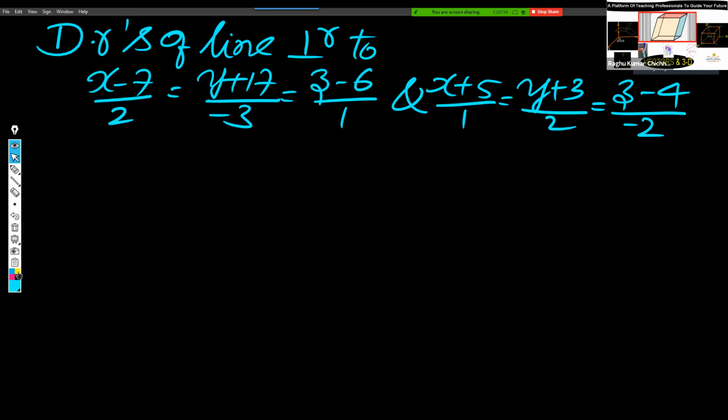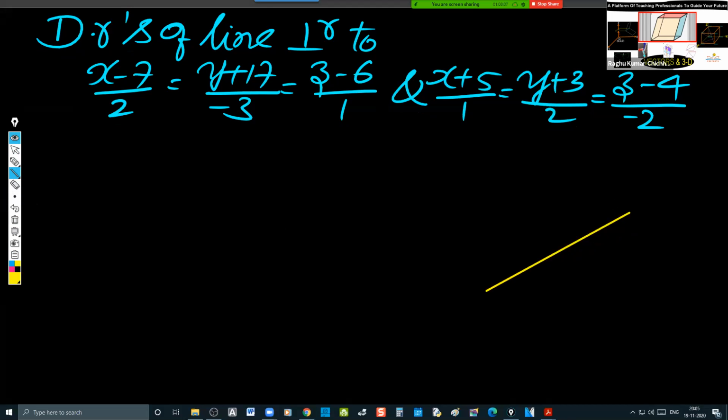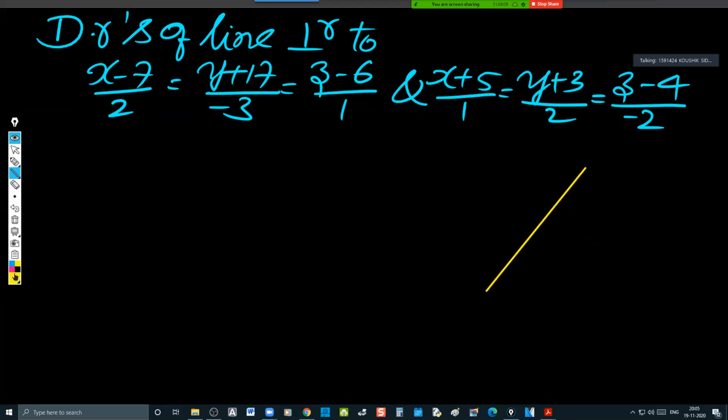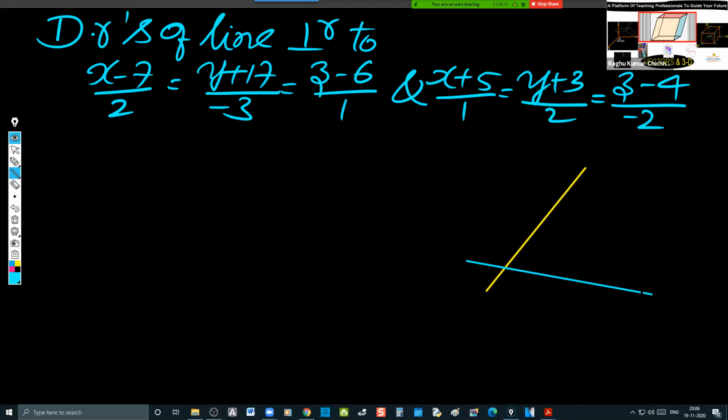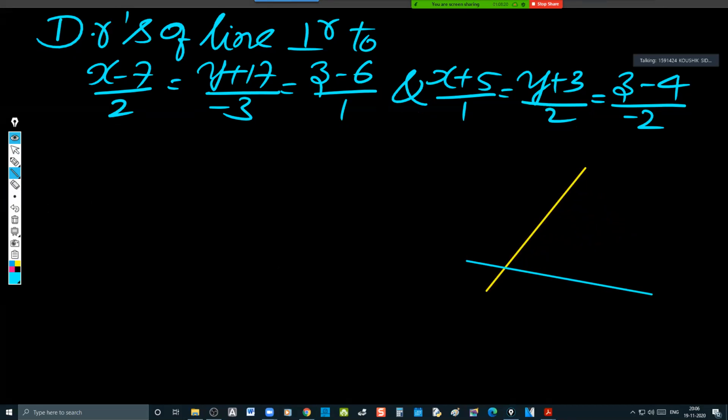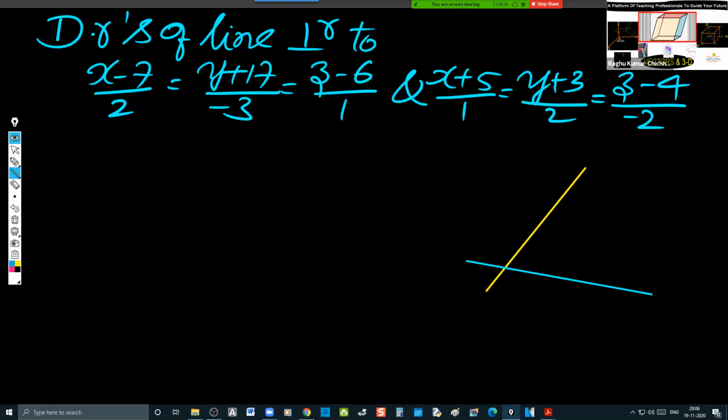Now the question is: DRs of the line perpendicular to both the lines. How to find the DRs of the line perpendicular to both the lines? We discussed this already. Come on, if you tell me, I'll write. See, this is one line, and this is another line. I need a line which is perpendicular to both. Sir, cross product. That's good.